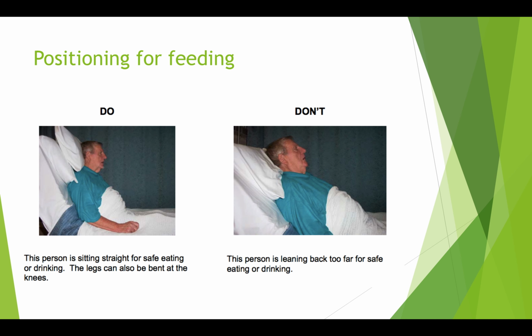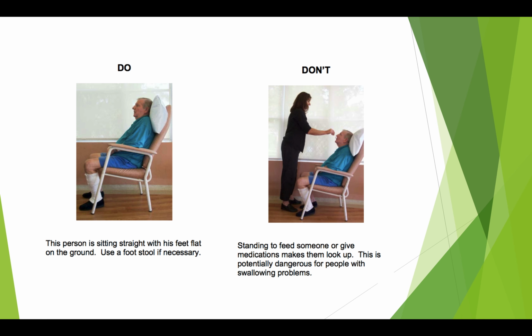It is important that the person is sitting straight for safe eating or drinking. The legs can also be bent at the knees, as shown in the first picture. Ensure that the person is not positioned where they are leaning too far back, as shown in the second picture. Make sure the person is sitting upright with both feet flat on the ground, as shown in the first picture. Do not stand to feed someone, as it makes them look up, which can be dangerous for people with swallowing problems.